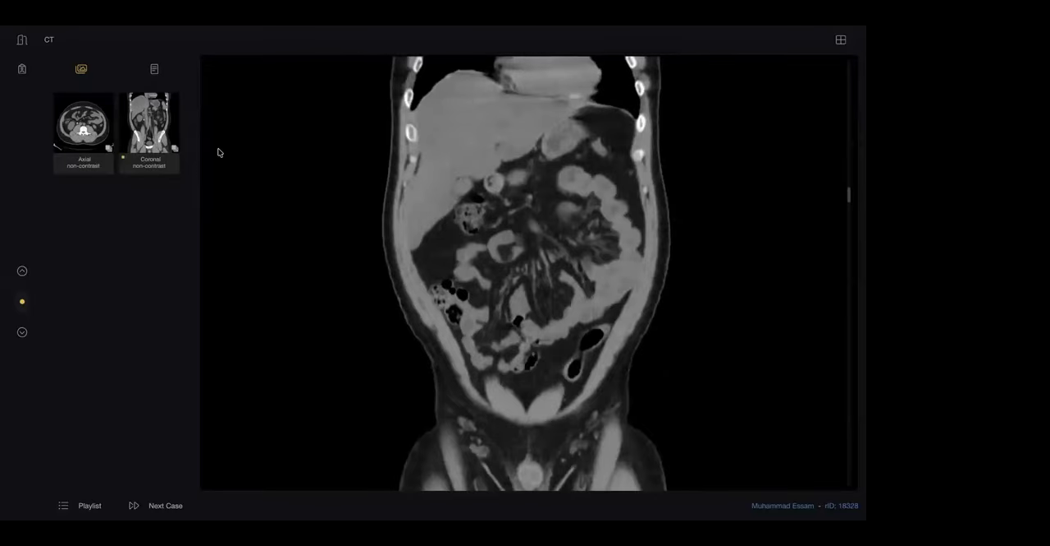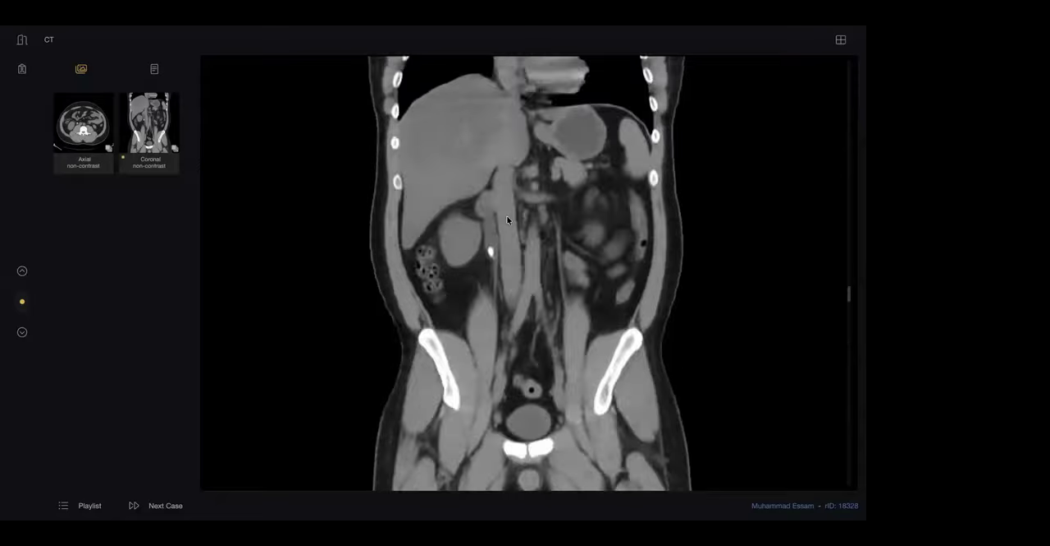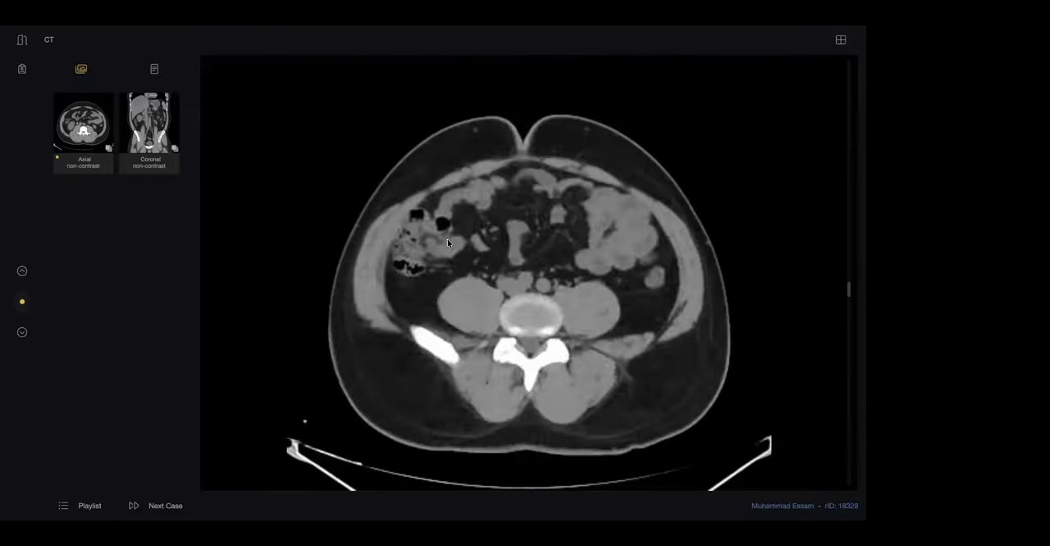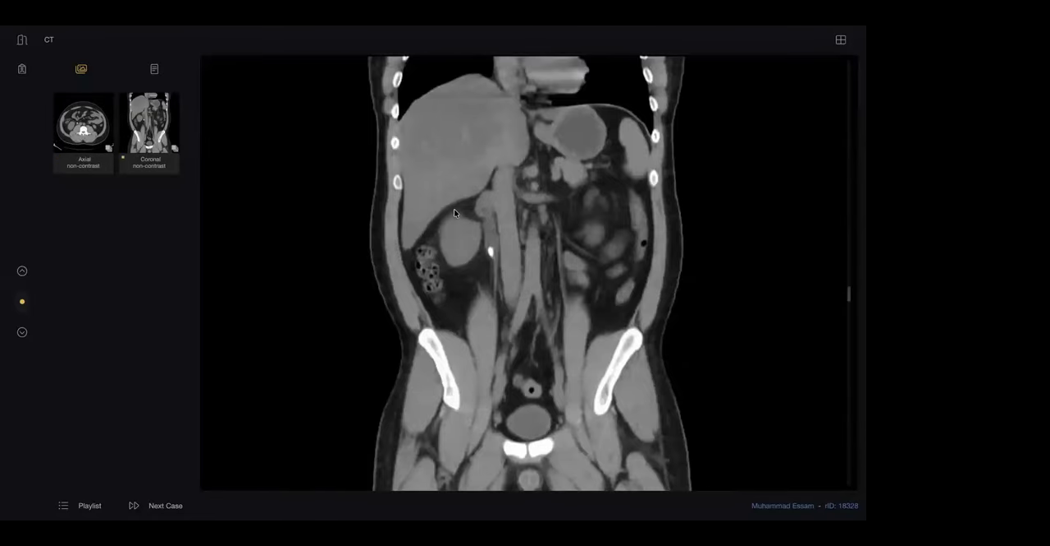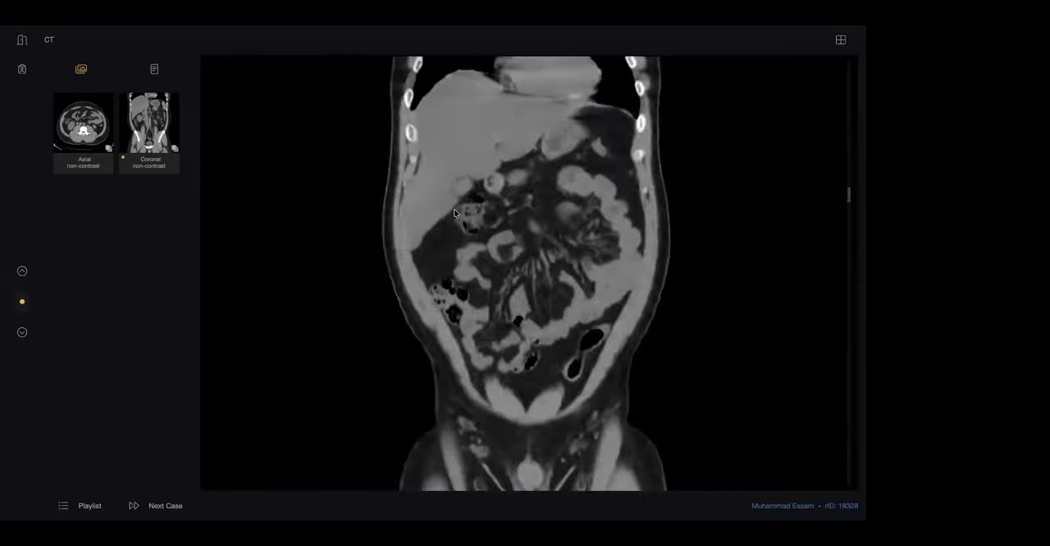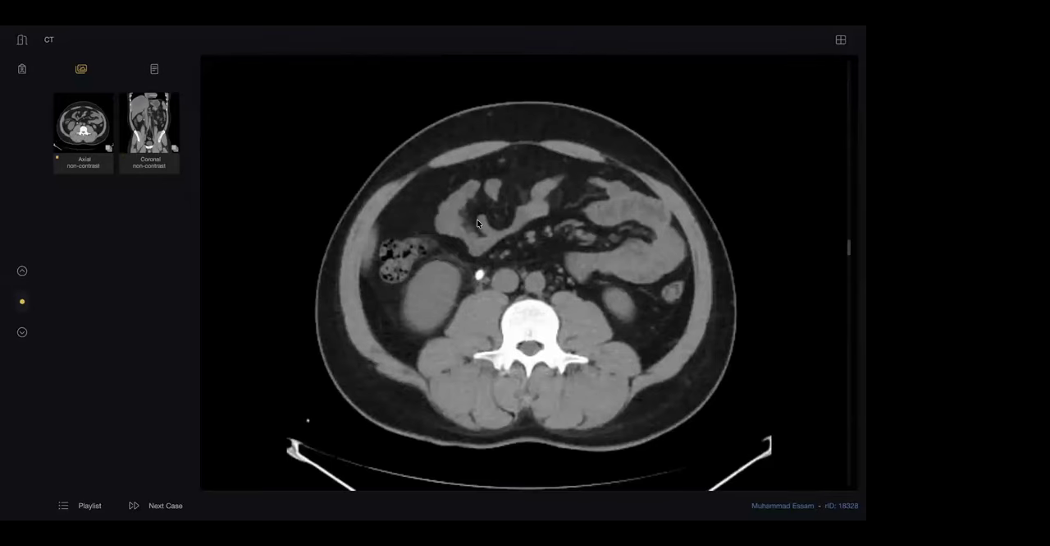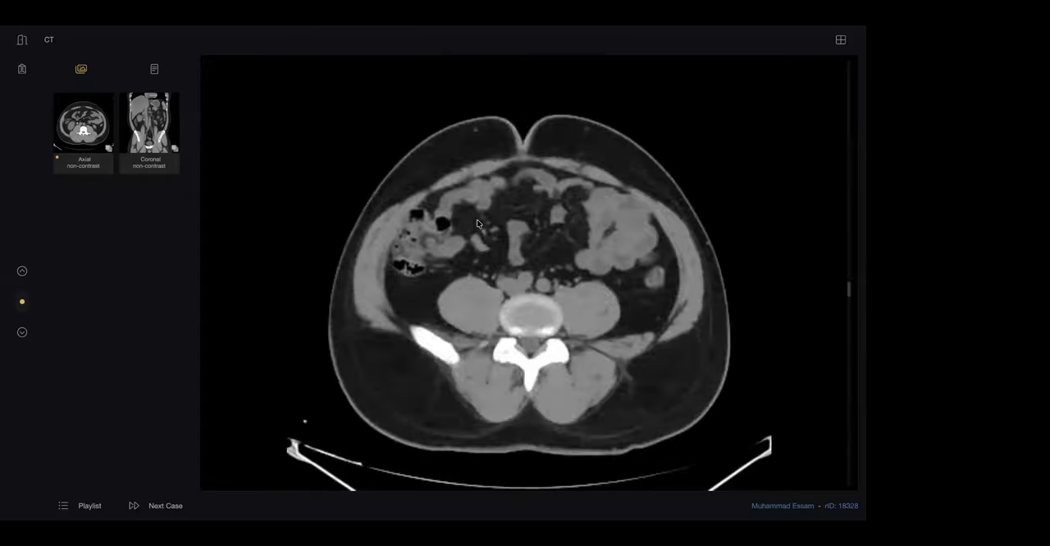So this kind of image is called a coronal image, and this kind of image is called an axial image, but you can change it around. And you can do 3D view as well, but it requires special software.